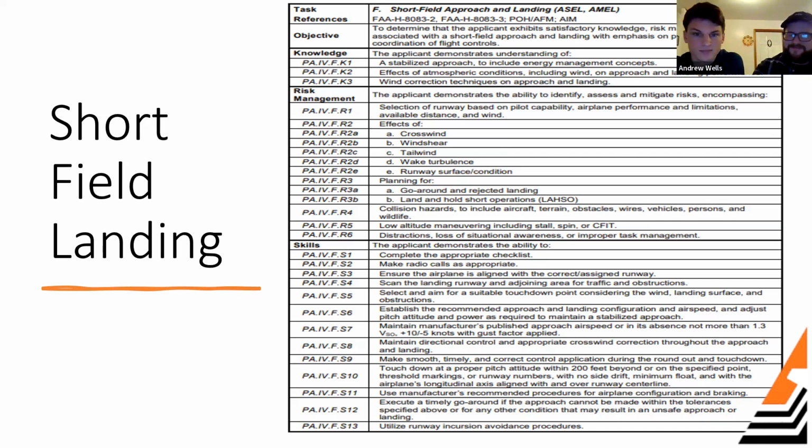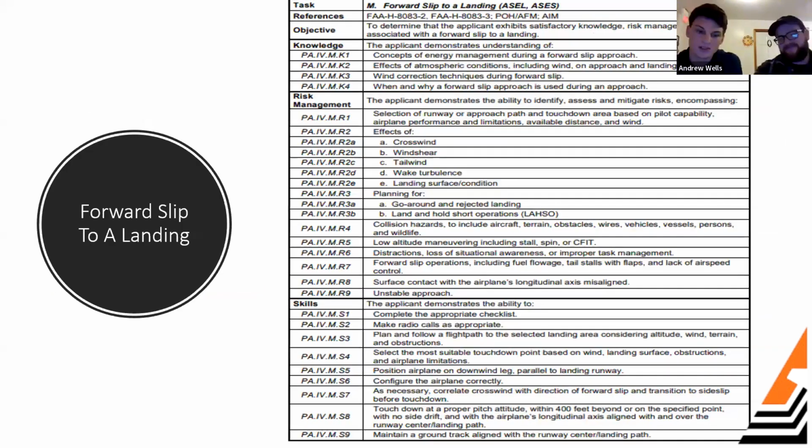Right, then we have a forward slip to land. So what is the purpose of a forward slip? The purpose of a forward slip is to descend fast without gaining airspeed. I have mixed feelings on the forward slip. I feel like it's a fun maneuver, but it shouldn't be in place of a good stabilized approach. You shouldn't be having to do a forward slip every time you're flying an approach. That's cheating. It's not an excuse for a bad landing.